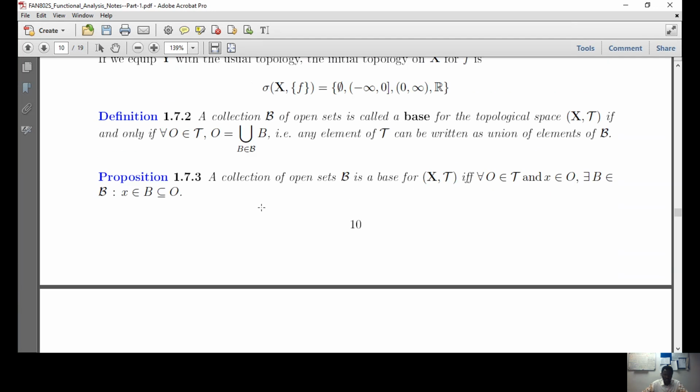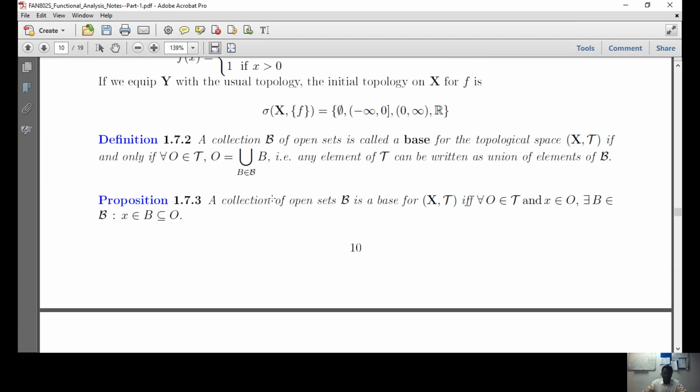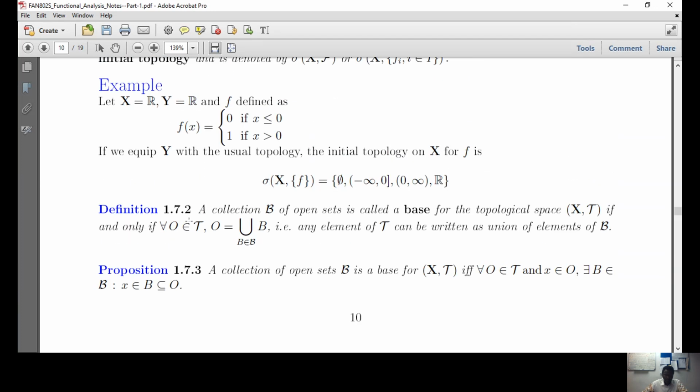Okay, let me take a few minutes again to quickly say something here. A collection B of open sets is called a base for the topological space if and only if any open set of the topology can be written as an arbitrary union of elements of the basis. That's the definition. So I'm given a topological space.